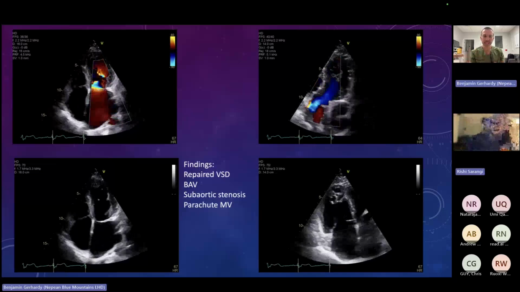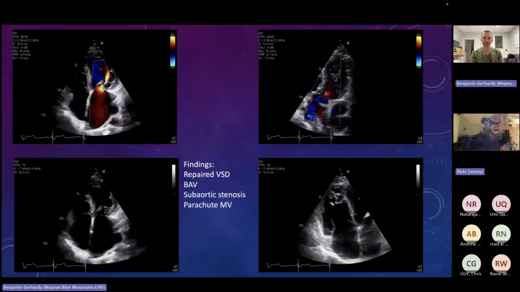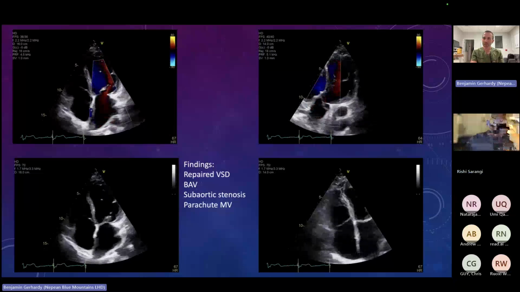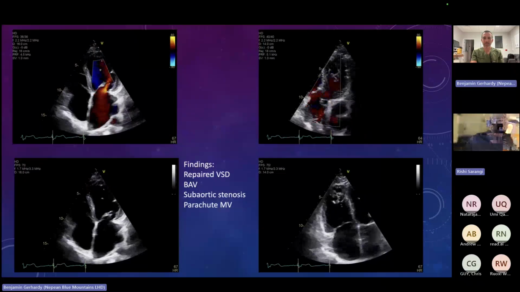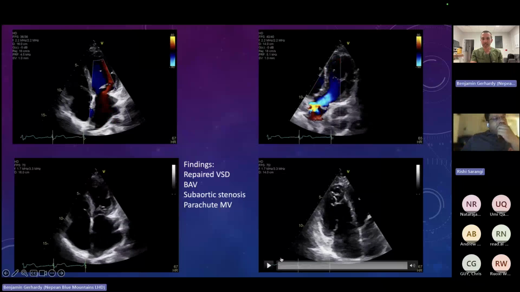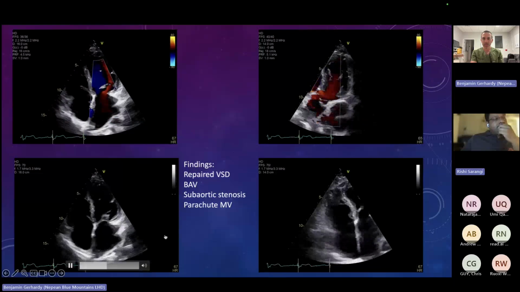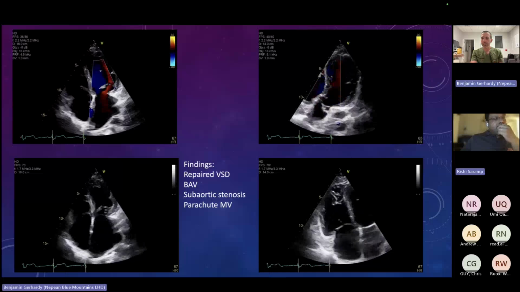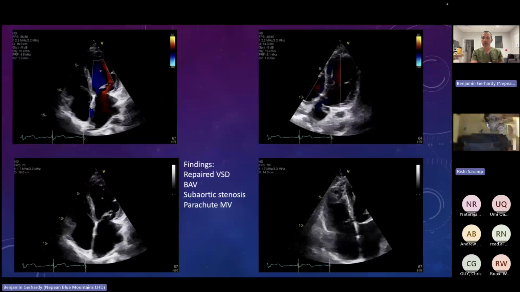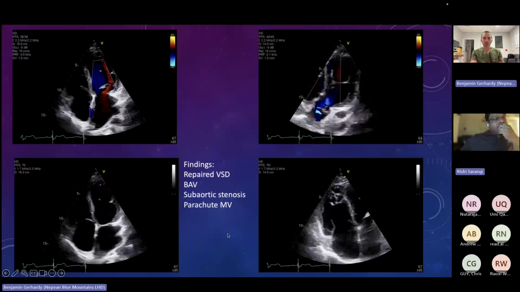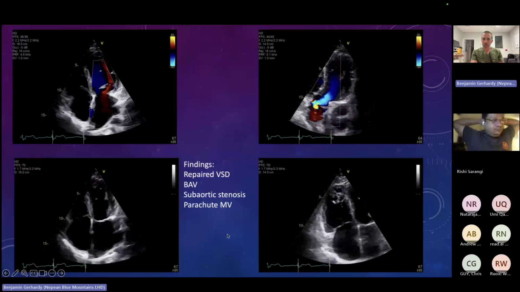So repaired VSD, bicuspid aortic valve. So repaired VSD, we saw the patch at the start. Bicuspid aortic valve that we saw completely. Subaortic stenosis, which is what we're getting through here. And then a phenomenon called a parachute mitral valve, which is often an accomplice to many other cardiac lesions. Some other cardiac lesions, say with the aortic valve and the left ventricular outflow tract, will result in there being a parachute mitral valve as well.